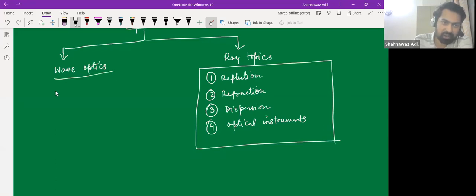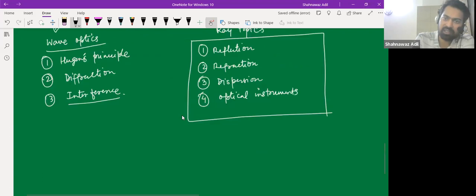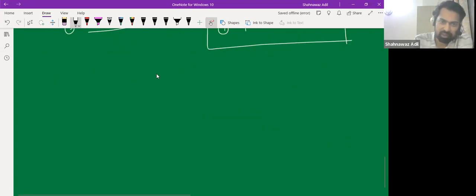And in wave optics, what do we learn? In wave optics, we learn about Huygens principle, which mainly talks about the wave nature of light, and then diffraction, and then interference. So these will be the things that we will learn in wave optics. So we should start with ray optics, right?